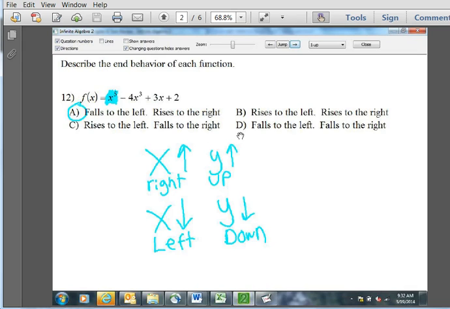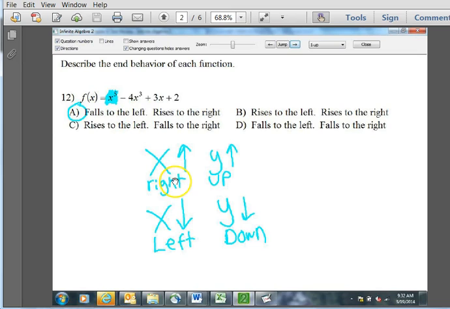Moving on. End behavior. It's what's happening at the end of the polynomial. Now, here, I always look at the biggest power I've got. The biggest power here is an x to the 5th. So I want to know what happens as x goes up, or it moves to the right.